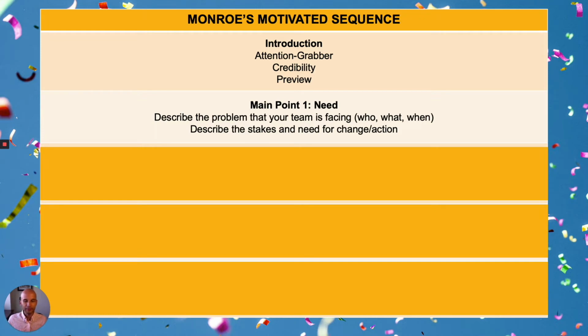We currently have this other team going against us, and they're big and they're strong, and so on. But we got to win this. We got to describe the stakes. We got to win this game because this is the championship on the line.